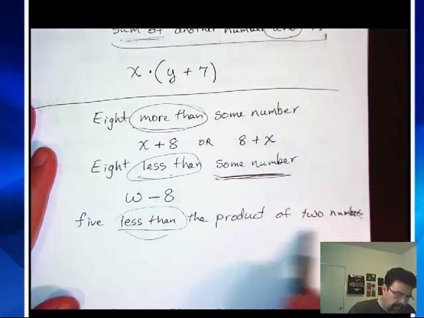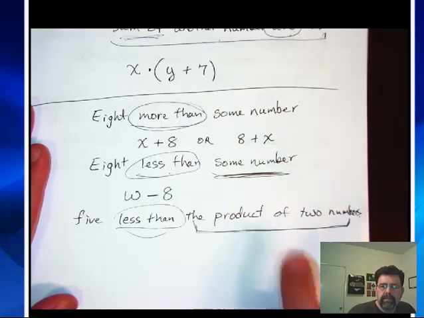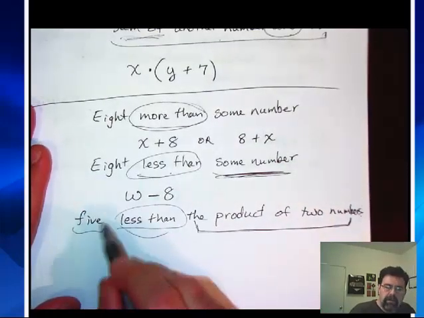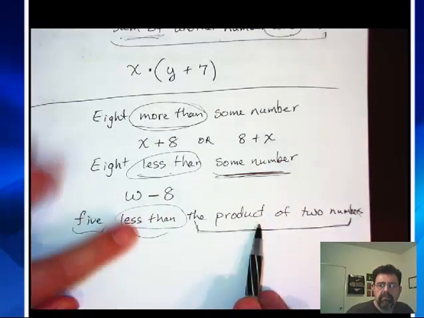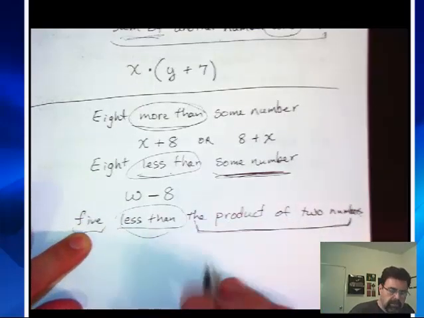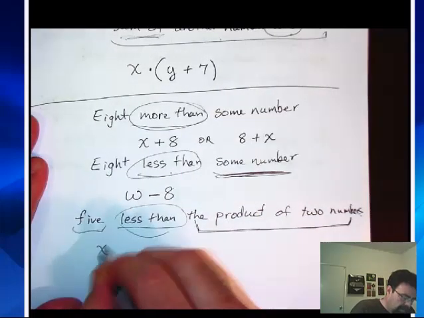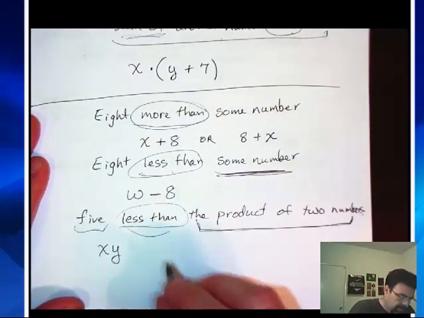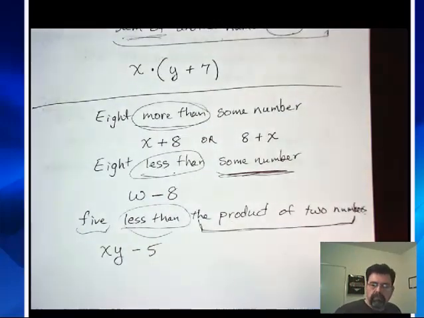So again, here's that less than, so it's going to switch the order. This part's going to come first. This is a phrase. Okay, we can translate that. The 5 comes last. So I'm going to translate this phrase, minus 5. So what's the product of two numbers? And we know the product is multiplying, and we're going to multiply two numbers together. So xy minus 5. And that's the way you translate that one.